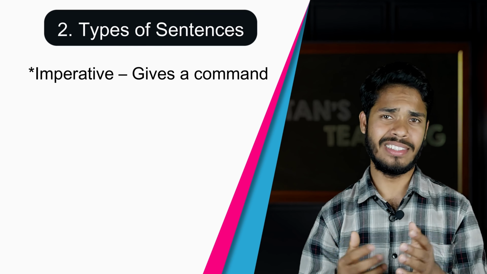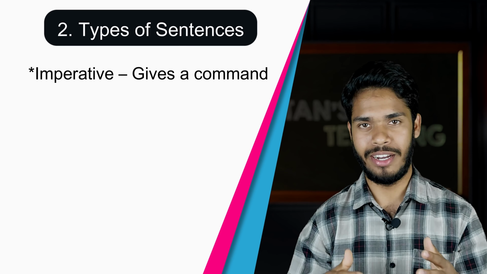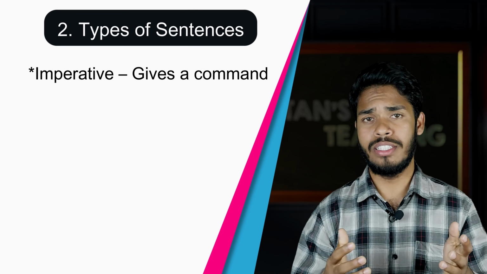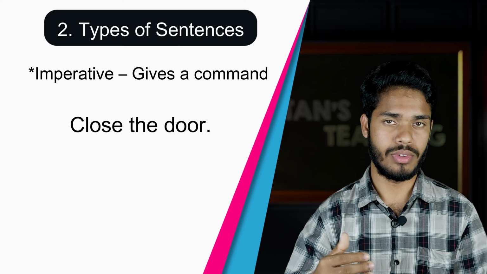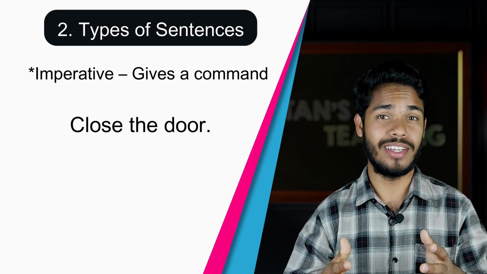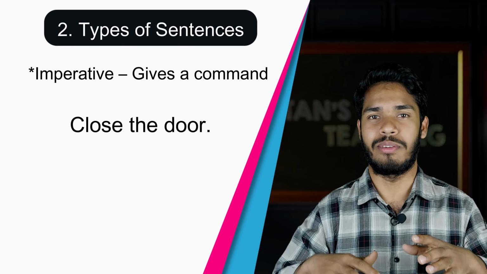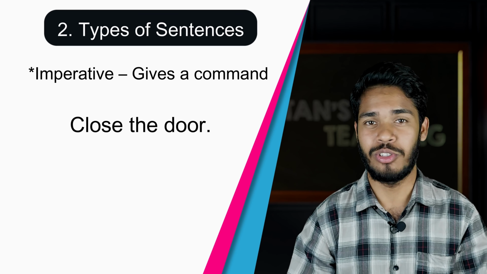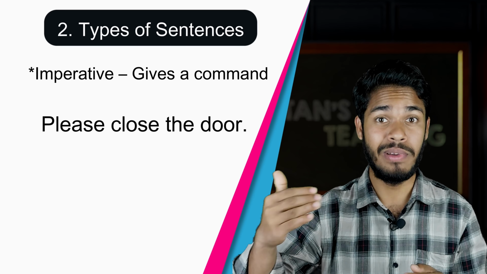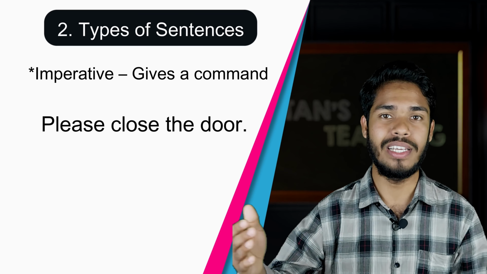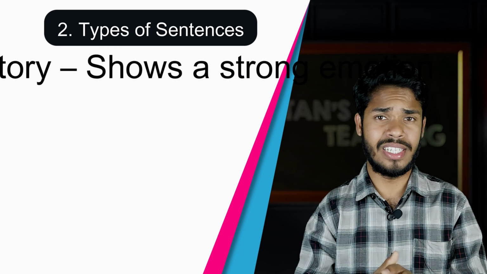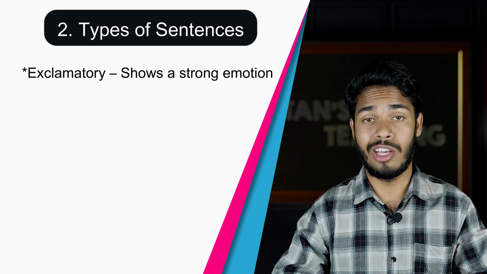Next, imperative sentence. An imperative sentence gives a command. For example, close the door. It's not polite, right? And you are a gentleman, so you have to have some politeness in your speech. So you might say, please close the door. Add please in your speech. Please open the door. Please shut the door.